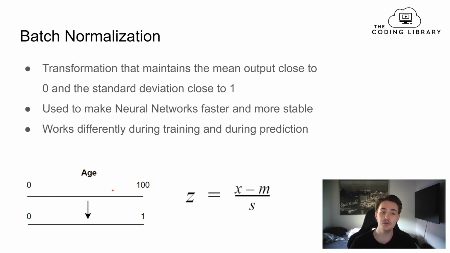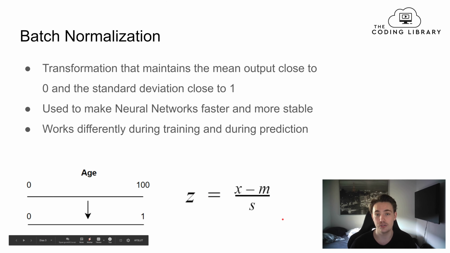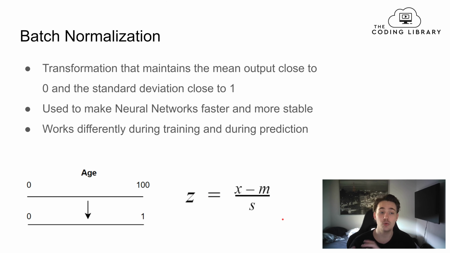So we use batch normalization to make the neural networks faster and more stable. And when we're talking about batch normalization, we use the standardization over here to the right, which we're also going to see in the Keras documentation. So when we're doing batch normalization, we transform the data so we have the mean of the output close to 0, and the standard deviation of that output close to 1.